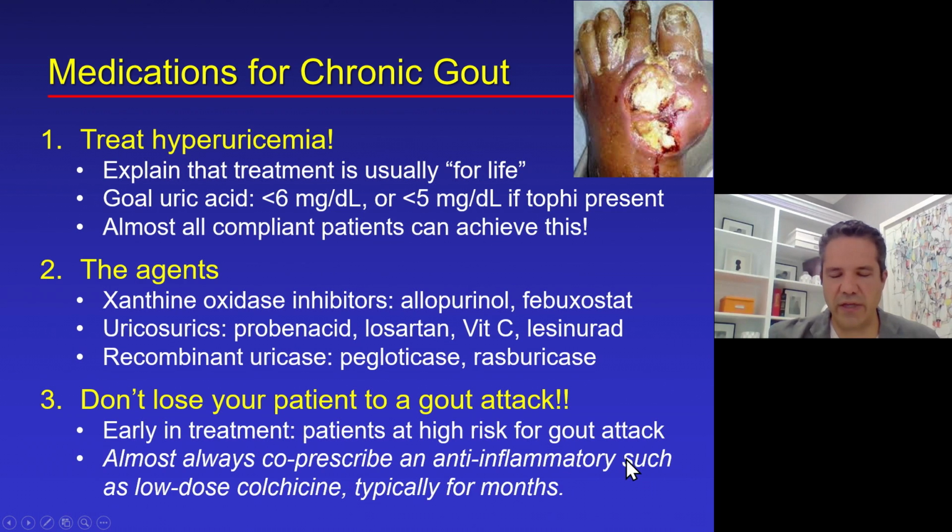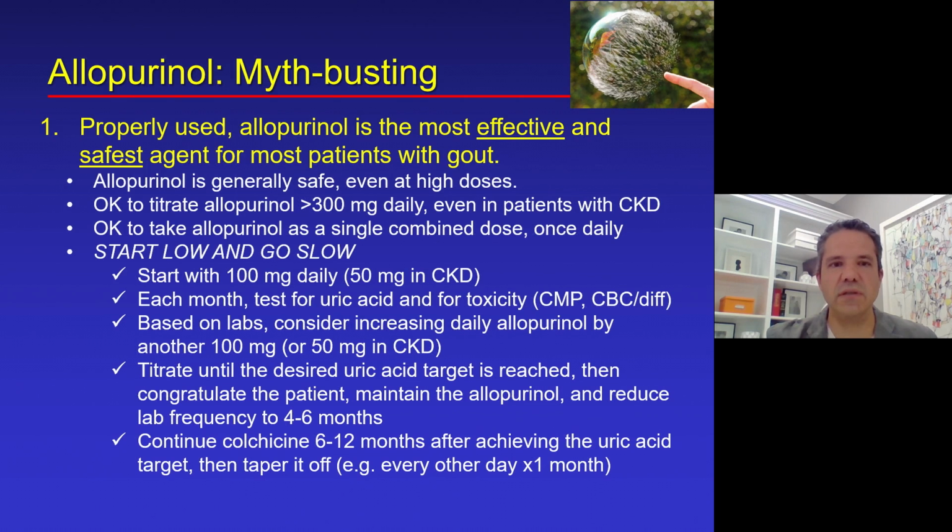You don't want to lose your patient though. So if you treat them and the uric acid levels drop precipitously, you can actually cause an attack. So you're going to almost always, unless there's some good reason not to, co-prescribe some sort of anti-inflammatory, colchicine being the best. Daily colchicine for months while you're getting the patient to a target uric acid, and maintain them there, and then peel away the colchicine.